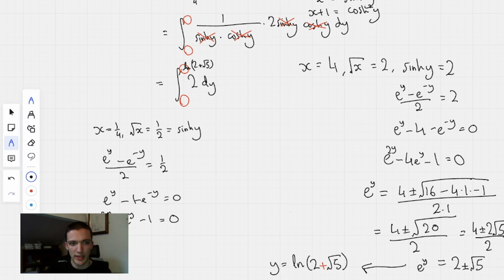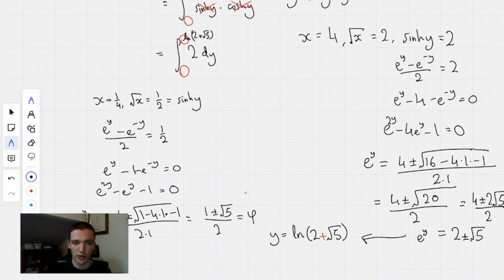going to get e to the y equals negative b, which in this case is plus 1, plus or minus the square root of b squared, which is 1, minus 4 times a times c, that's a multiply, over 2 times 1, which is 1 plus or minus root 5 over 2. That is actually equal to the golden ratio, which is phi.